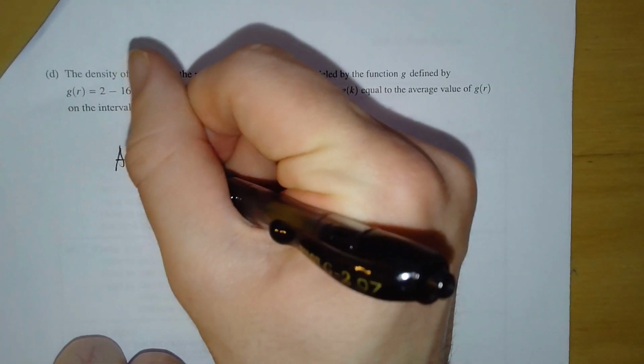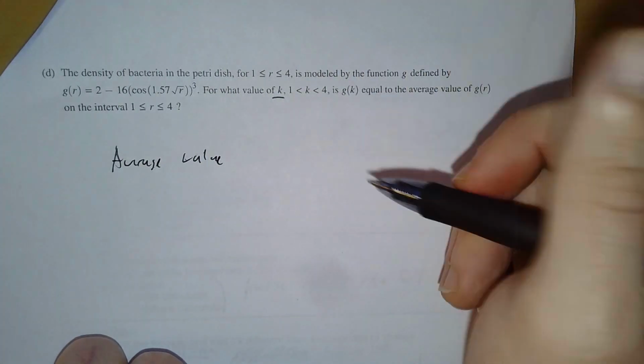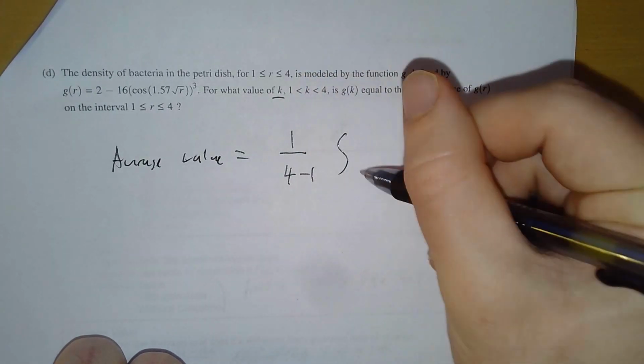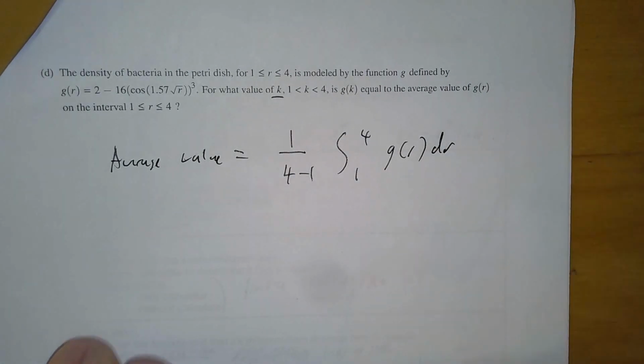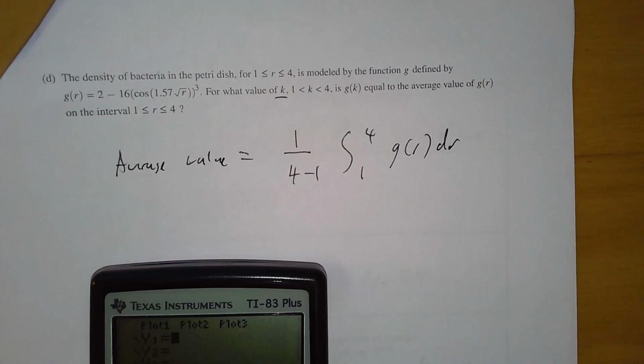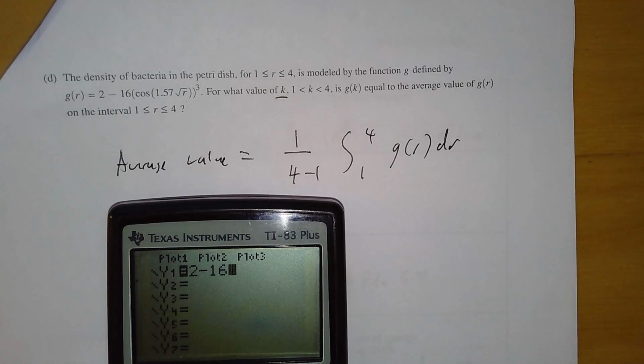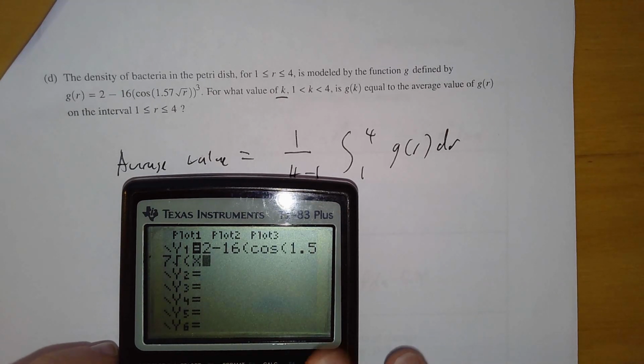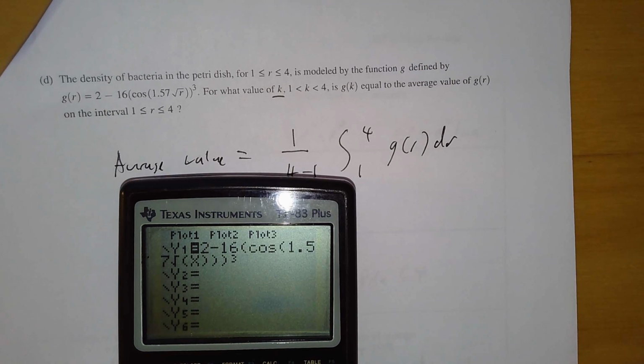So average value, again, we just did this, you write it just like we did, would equal 1 over 4 minus 1 integral 1 to 4 of g of r dr. Same thing, keep the units consistent. Units need to be consistent. So we're going to put that in. 2 minus 16 cosine, parentheses, cosine 1.57. Sorry, this one is just testing your ability to write something in a calculator. Root x, close it, let me read this right, close it again, and raise it to the power of 3. Okay, I had to pay attention to that one.